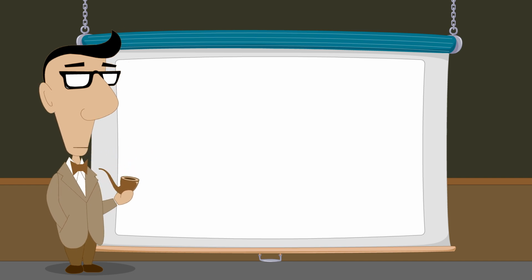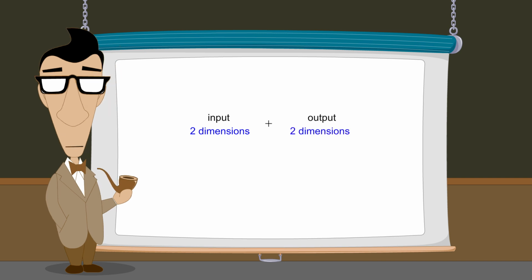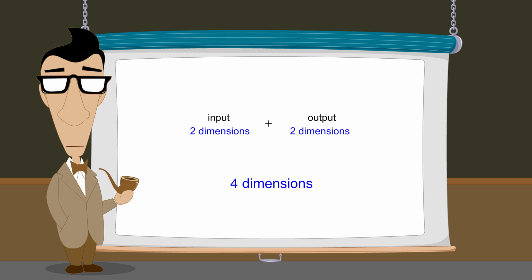However, since it would take 2 dimensions to graphically represent complex input values, and another 2 dimensions for the output values, it would require 4 dimensions to graph the relation between a complex function's input and output values.